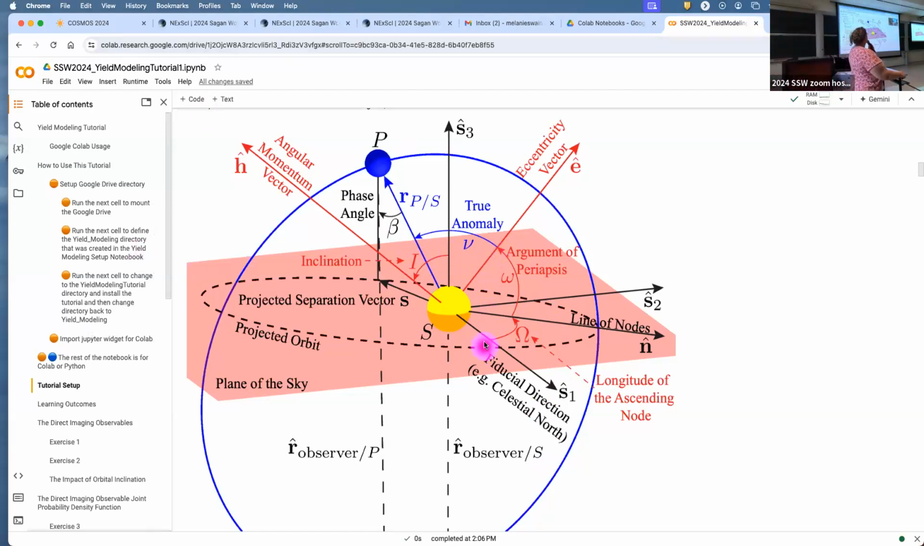There we go. So we have the sun, it's yellow, and we have the planet, it's blue. And there is no pink on this screen. This is the plane of the sky. And so what we can observe is the brightness of the planet and the projected separation onto this plane of the sky.